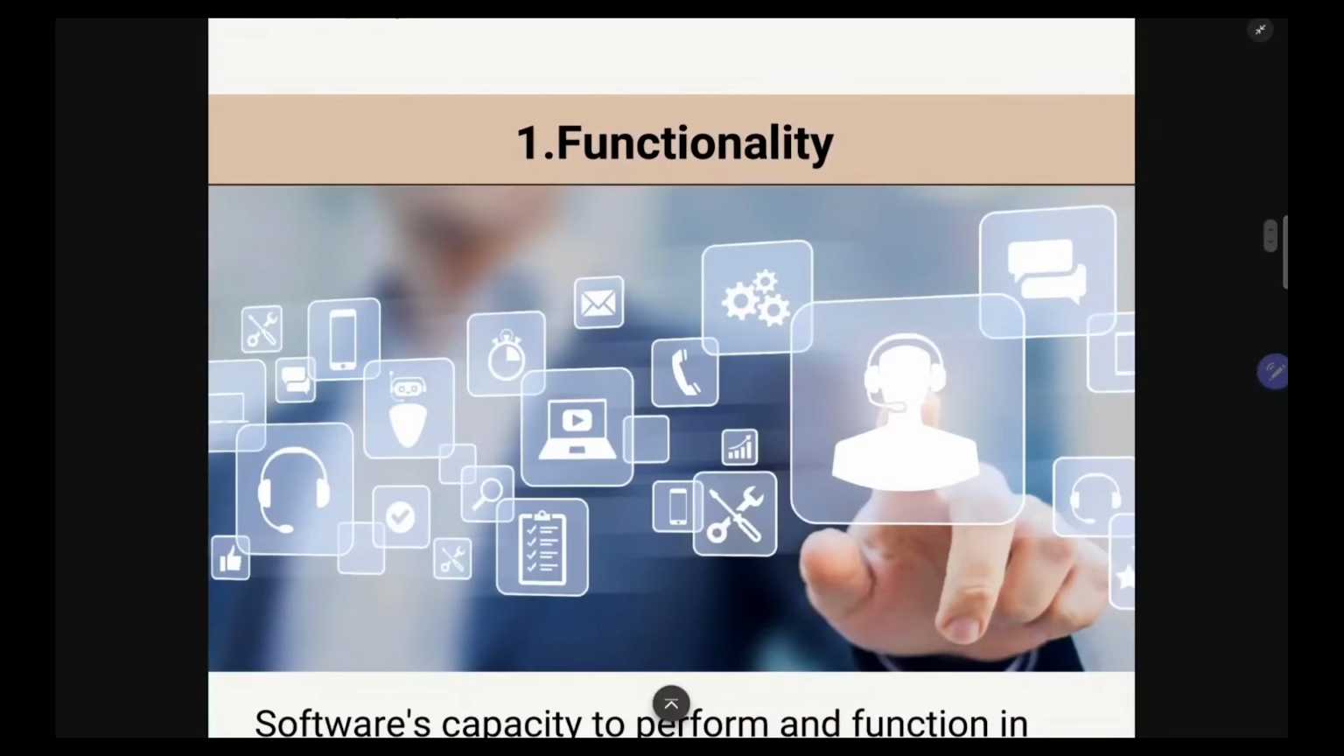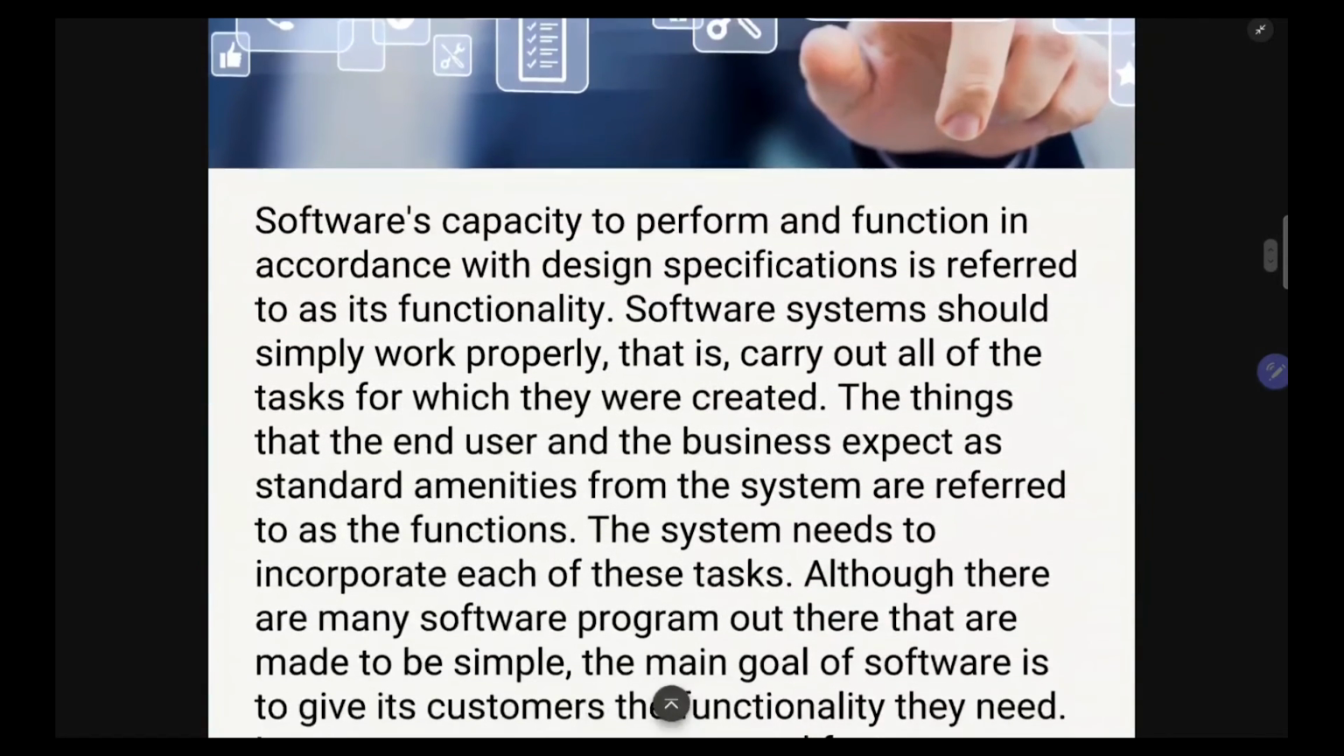So, first of all, functionality. A software's capacity to perform and function in accordance with design specification is referred to as its functionality. Software systems should simply work properly, that's it. Carry out all of the tasks for which they were created. The things that the end user and the business expect, and standard amenities from the system, are referred to as the function. The system needs to incorporate each of these tasks.